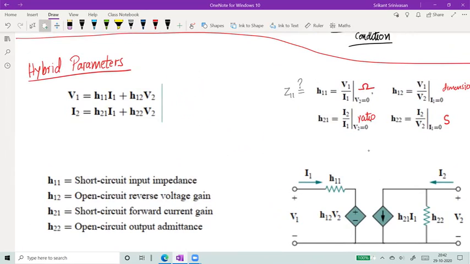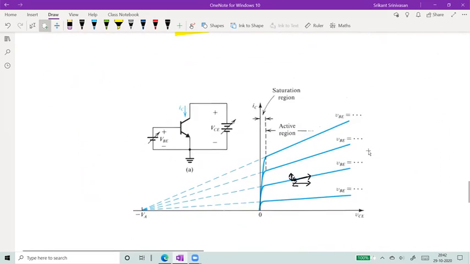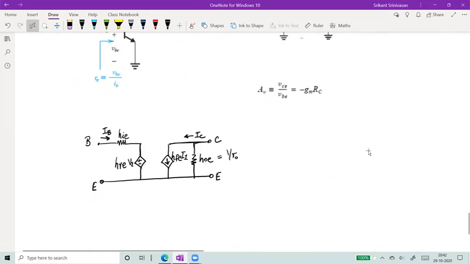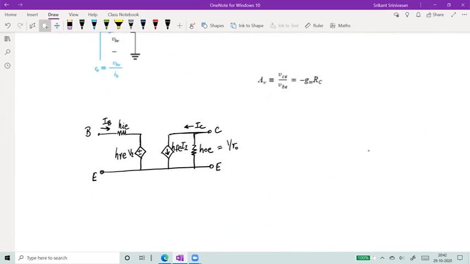So V1 is the input side. V1 is VBE. I2 is IC, right? Collector current, base emitter voltage. Base current, collector emitter voltage. So my H parameters allow me to write this as: HIE is the input impedance, which we called R pi. And this is also what in our standard terminology we called H11. Normally you call it H11.